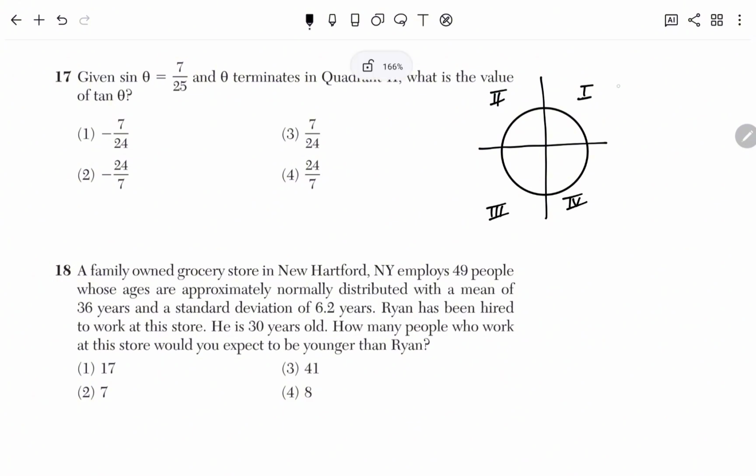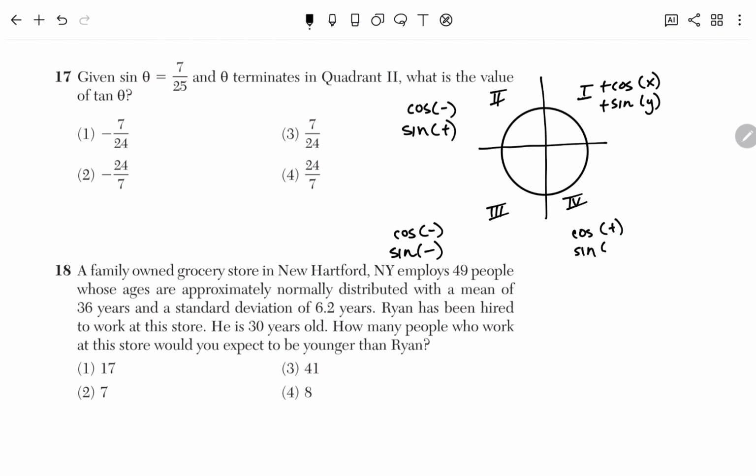In quadrant 1, we have cosine and sine. Our cosine is x, our sine is y. Here, cosine is positive, sine is positive. Quadrant 2, our cosine is negative, and our sine is positive. In quadrant 3, our cosine is negative, and our sine is negative. Quadrant 4, our cosine is positive and our sine is negative. So we have that sine theta in quadrant 3.